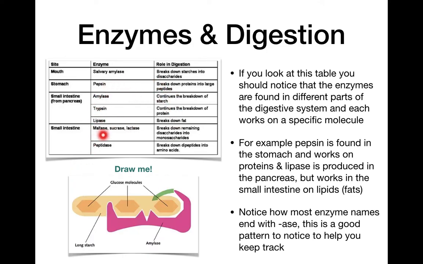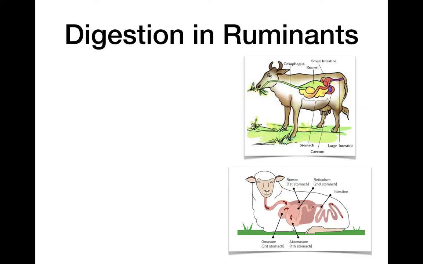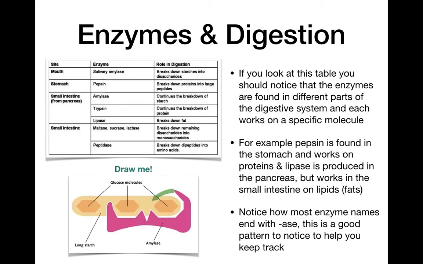The table is very useful, and this is a useful diagram to help you understand how enzymes work. Remember, the enzymes have a shape that fits with the chemical, the molecule they're going to break down. So this is called a substrate, and this is the active site where it's going to bind and break down that big molecule into smaller molecules. Okay, so that's how it works in humans.